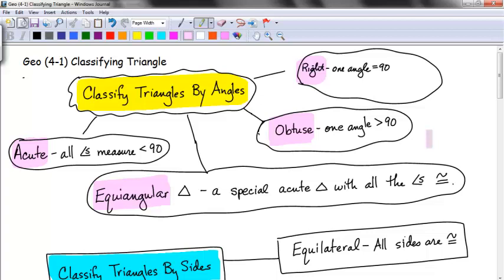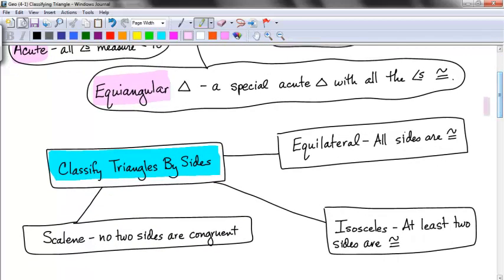The other way to classify triangles is by their sides, and basically you have three options to look at there. If all the sides are the same, then it is called equilateral, equa meaning equal, lateral meaning sides. Where all the sides are congruent, it is equilateral. If no sides are alike or congruent, then it is called scalene. That's no two sides are congruent.